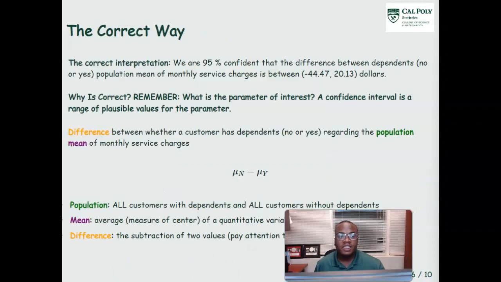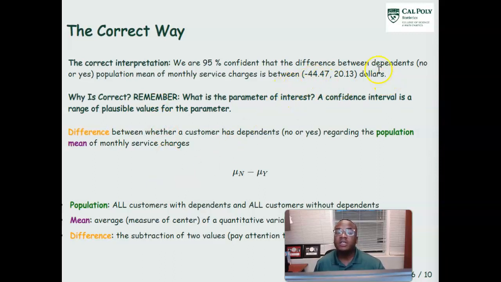Let me look at the visualizations. We can take some time to talk about the correct way of approaching this problem. So the correct interpretation of the confidence interval will be: we are 95% confident that the difference between the dependents, no or yes, population mean of monthly service charges is between negative $44.47 and $20.13. Okay, we're 95% confident.